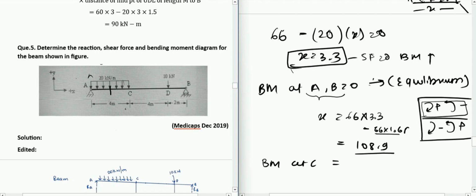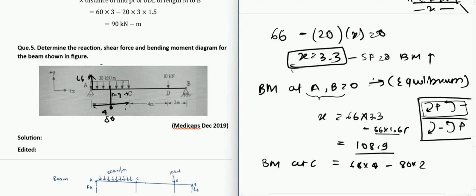So what we have here is an 80 kilonewton force, as discussed in the MPT, and there is a 66 kilonewton force upward. This distance is 2, and this distance is 4. So you can say 66 into 4 in the clockwise direction minus 80 into 2 in the anti-clockwise direction. 66 into 4 minus 80 into 2 will give you 104.